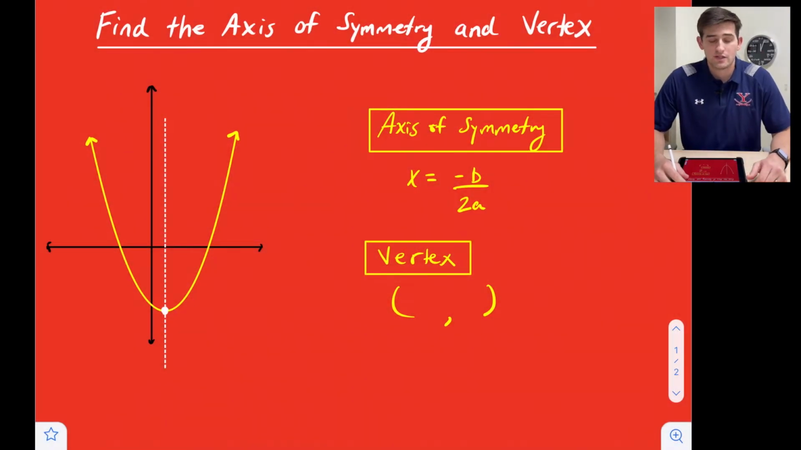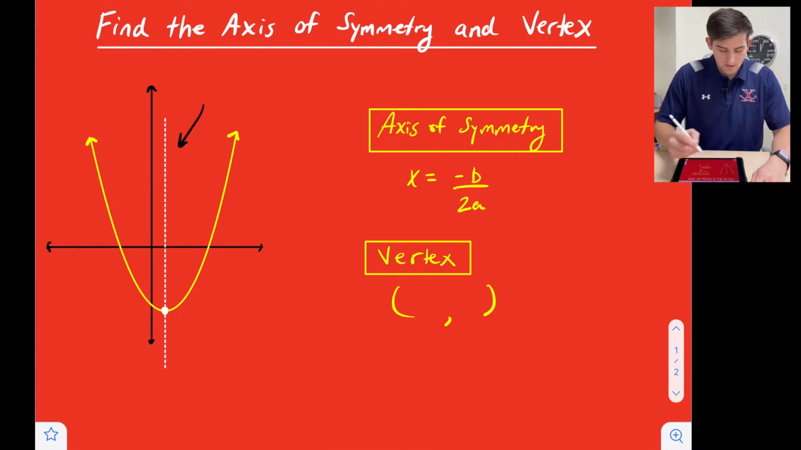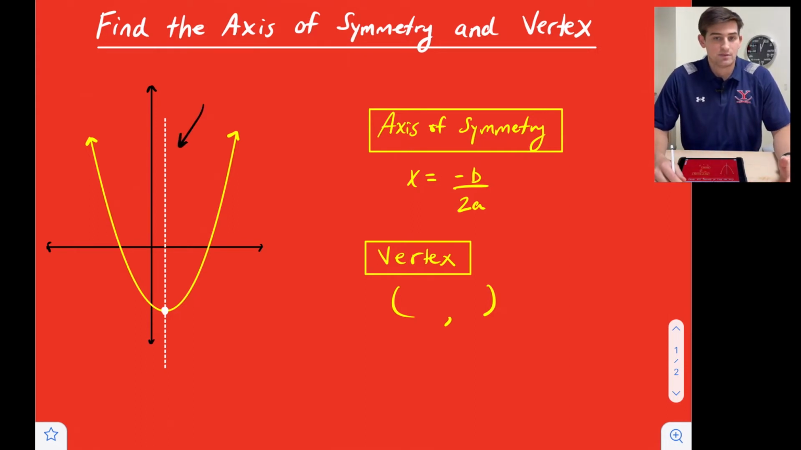In this video we're going to talk about how to find the axis of symmetry and the vertex of a parabola. So here we have a diagram on the left. We have our black lines, our x and y axis, and then the U-shaped graph there, that is our parabola. And we see the white line here in the middle, and that is our axis of symmetry. Okay, so it's an imaginary line that cuts right through the vertex of our parabola.